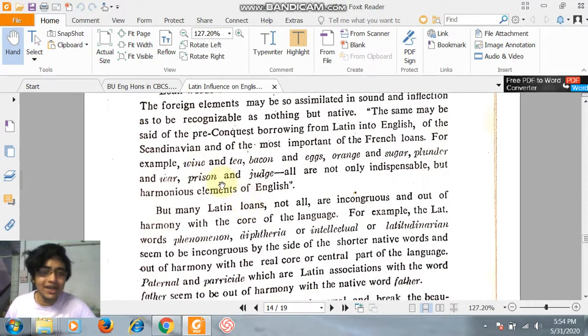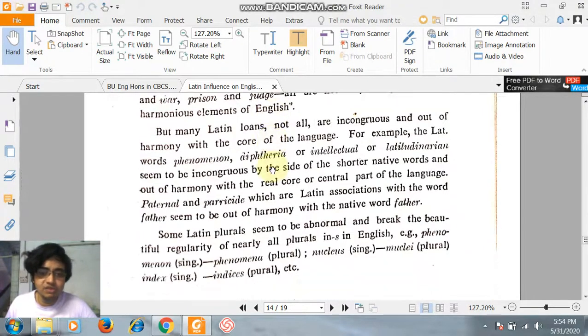For example, wine and tea and bacon and eggs, orange and sugar and plunder and war, prison and judge, all are not only indispensable but harmonious elements of English. But many Latin words, not all, but some of the Latin words are quite incongruous. For example, Latin words like phenomenon, diphtheria, or intellectual, or latitudinarian seem to be incongruous by the side of the shorter native words and out of harmony with the real core or central part of the language.